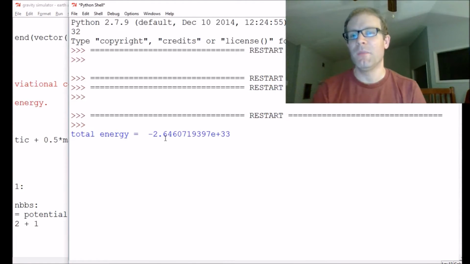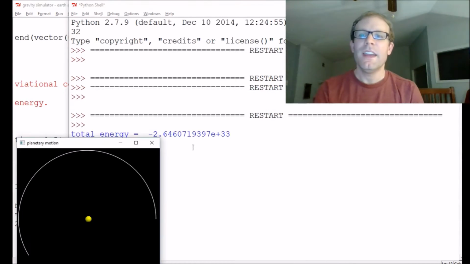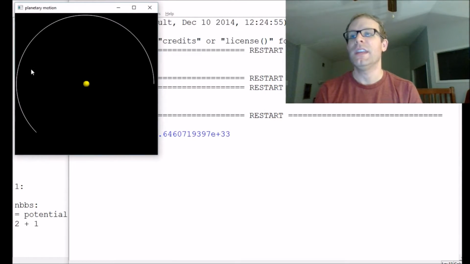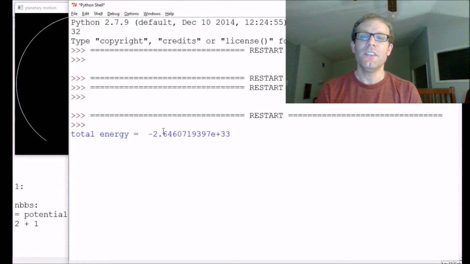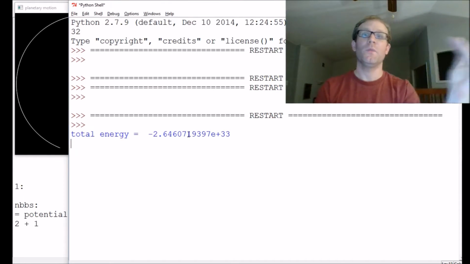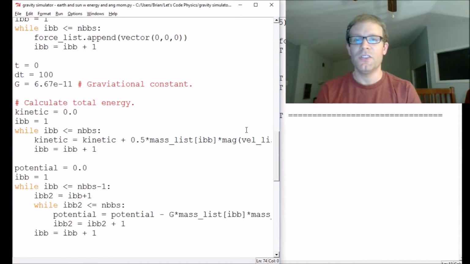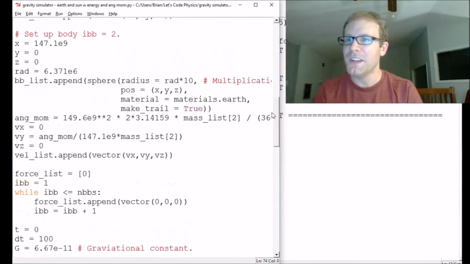It's also a negative number. The significance of that negative number is that it means that we're in a bound orbit. It means that we are going to keep going around the sun. If this energy were to be 0 or positive, we would escape the sun. So you could simulate that by giving the Earth just a little bit more speed.